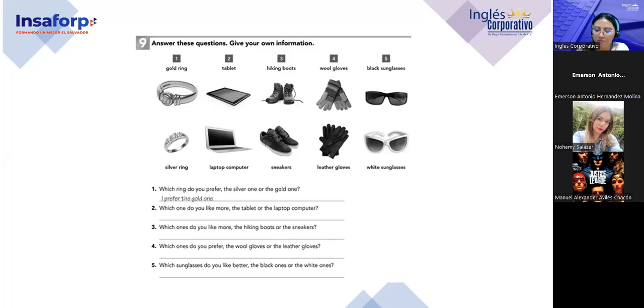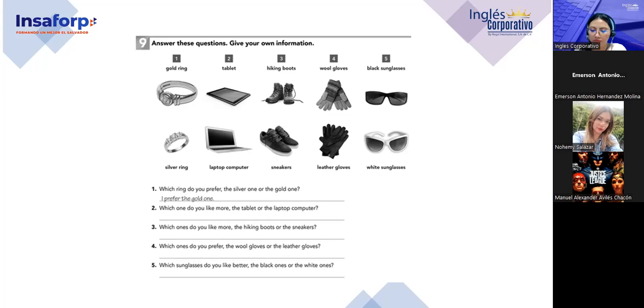Okay. Noemi Salazar. Which ones do you like more, the hiking boots or the sneakers? Yes, Noemi, what can you say about that one? Okay, look for some other, Emerson. Probably she's not there. Okay.